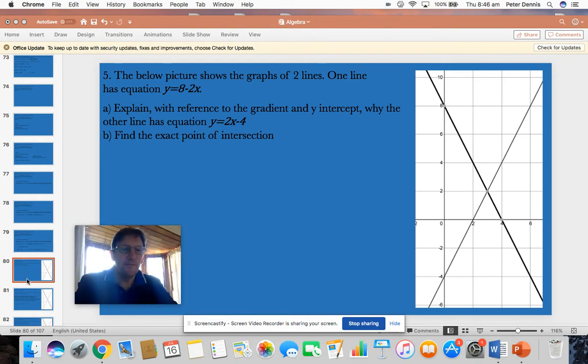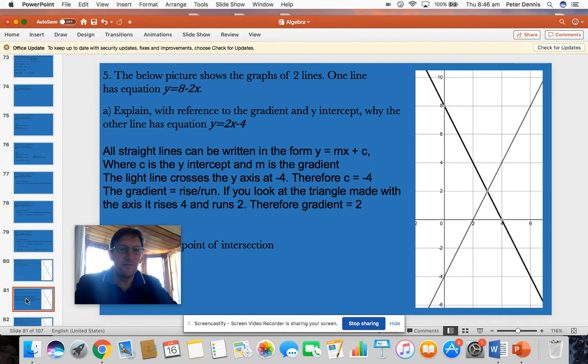So if you look at that, all straight lines can be written in the form y equals mx plus c, where c is the y-intercept and m is the gradient. The line crosses the y-axis at minus 4, therefore c equals minus 4. And the rise over run, or the gradient, if you look at this triangle here, it rises 4 every time it goes across 2. So 4 over 2 is 2. Therefore, the gradient is 2.